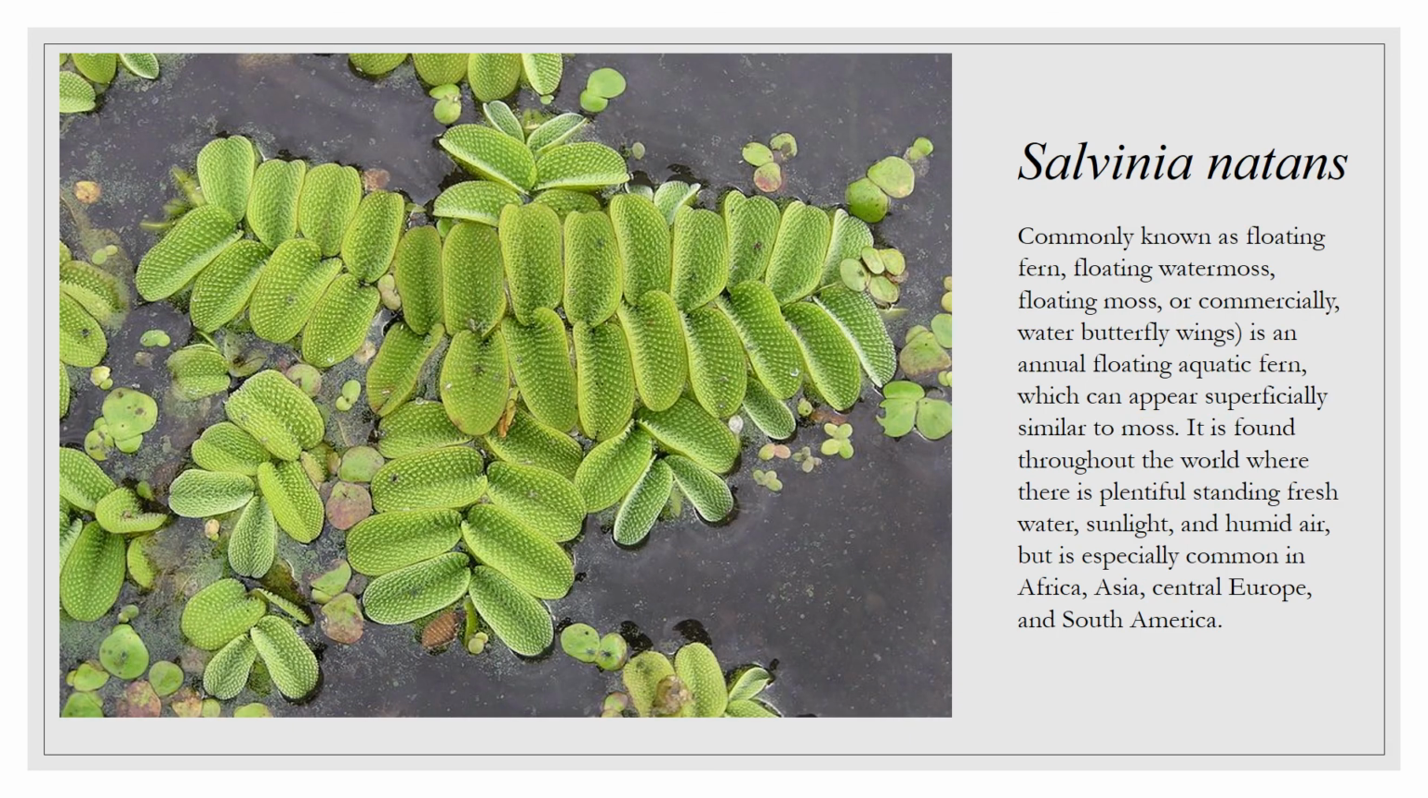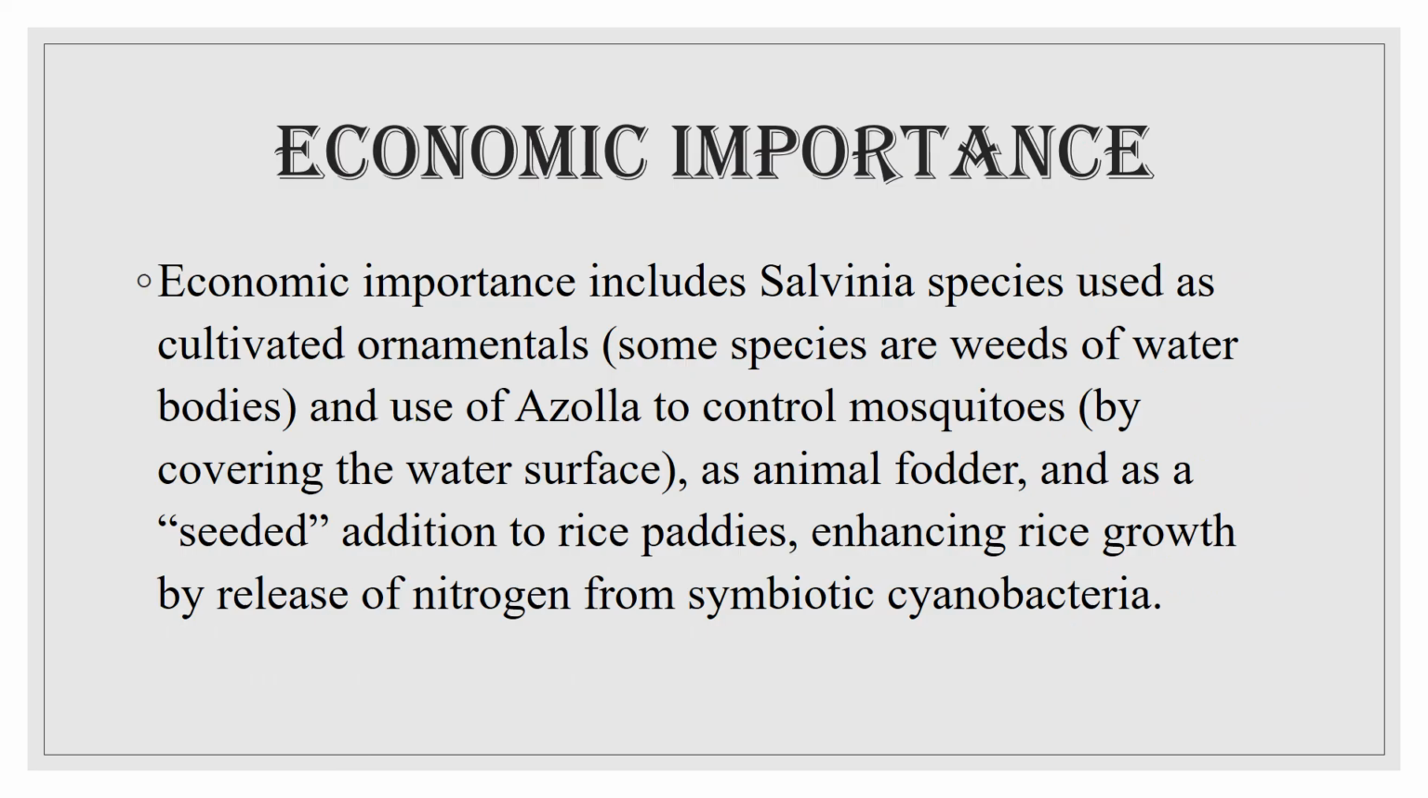Next, Salvinia natans, commonly known as floating fern, floating watermoss, or commercially water butterfly wings, is an annual floating aquatic fern which can appear superficially similar to watermoss. It is found throughout the world where there is plentiful standing fresh water, sunlight, and humid air, but is especially common in Africa, Asia, Central Europe, and South America.